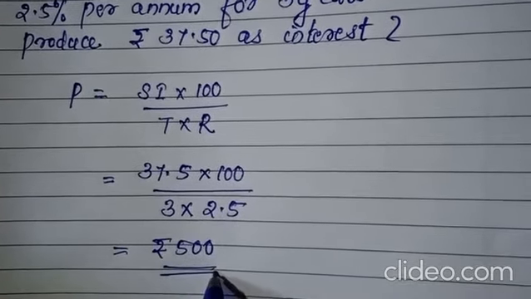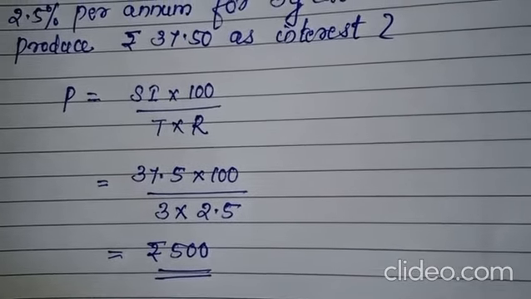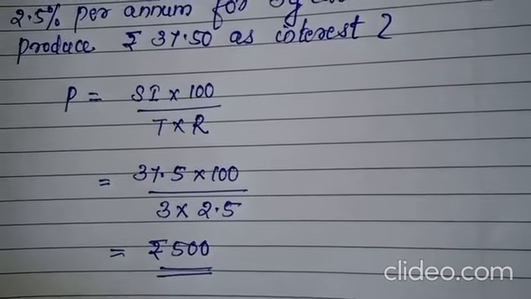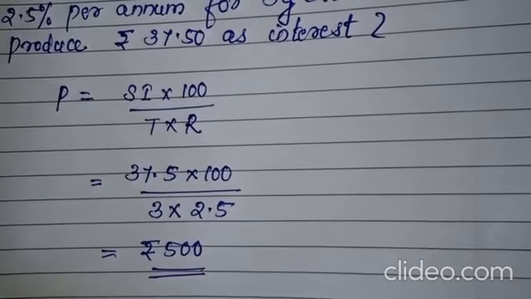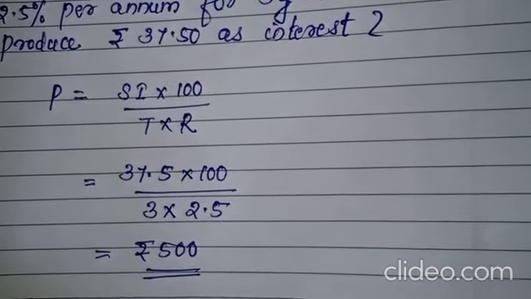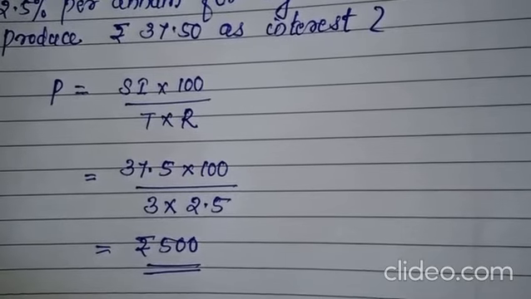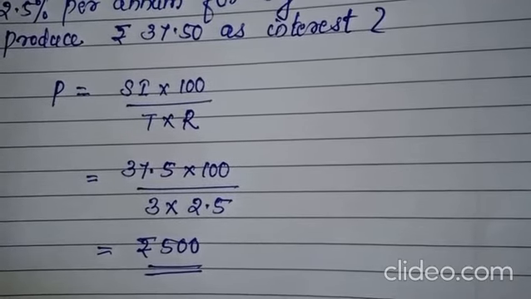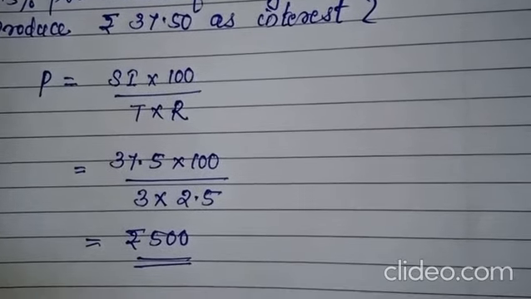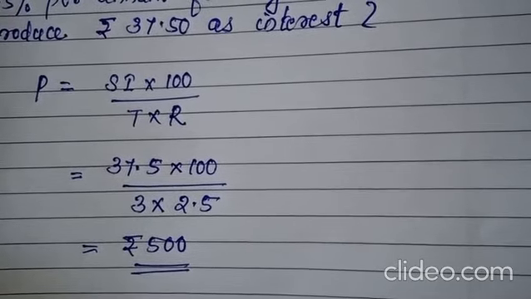Understood? That means we should find principal as SI into 100 by T into R. In this way, we find the principal. We already studied simple interest, how to find amount, and how to find principal. Understood? So, do well, study well, and revise well the simple interest. Okay. Thank you.